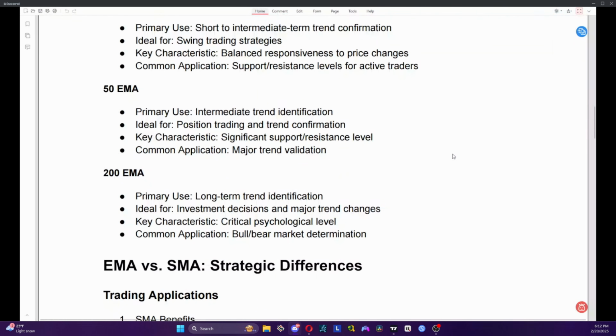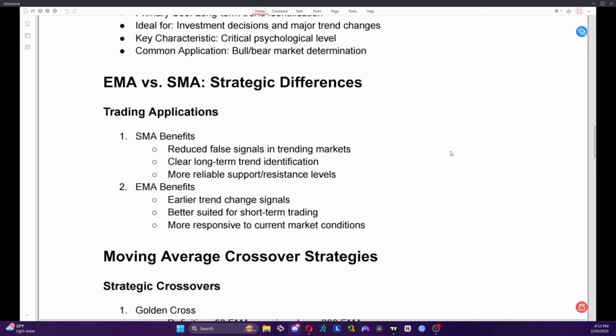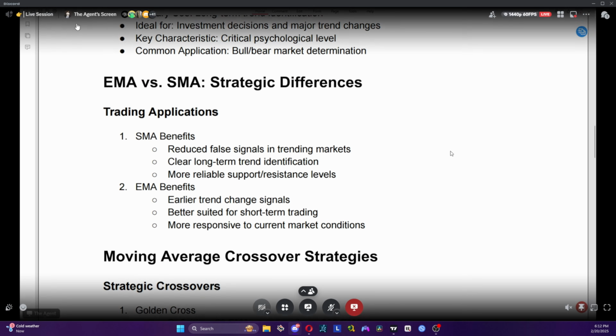The 50 is a trend validation. The 200 confirms that there is a changing of the guard. All of these things work hand in hand. And I'm going to show you on a chart how they work. If we go down a little bit, I'm going to explain the different strategies, or the strategic differences, as some might say.